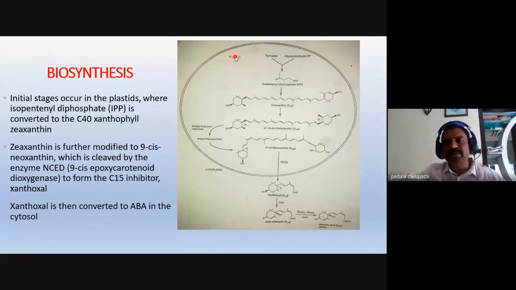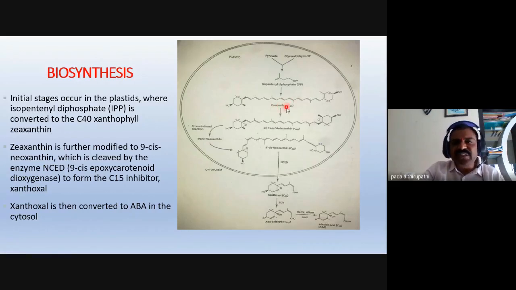So this is the plastid. Yes, plastid. Okay, very good. This plastid structure we have observed. Then isopentyl diphosphate, that is the IPP. IPP, isopentyl diphosphate, is converted to C40 xanthophyll, or zeaxanthin. So this is a zeaxanthin, a C40, 40-carbon component.